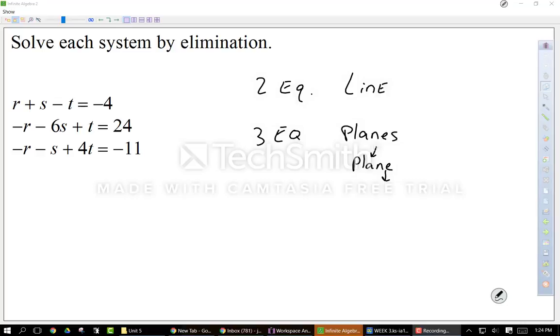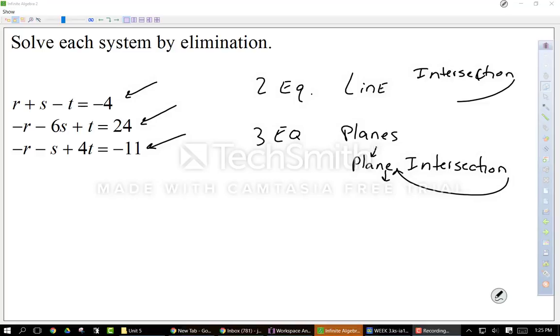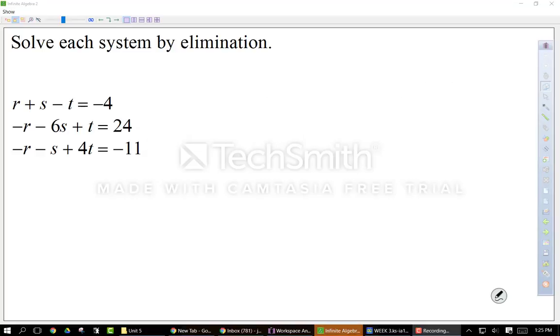So each of these equations represents a plane in 3-dimensional space. If we were graphing them, we would find the intersection of planes, where with 2 equations we found the intersection of lines. So the main goal we have here is trying to identify where these planes touch.